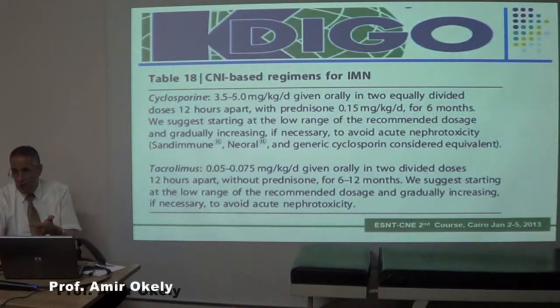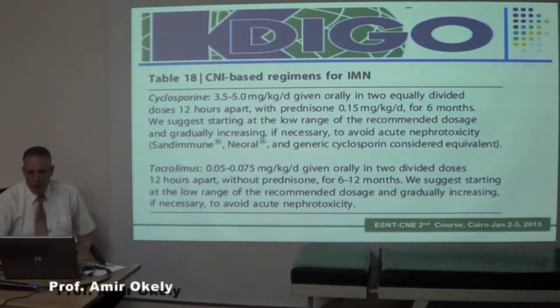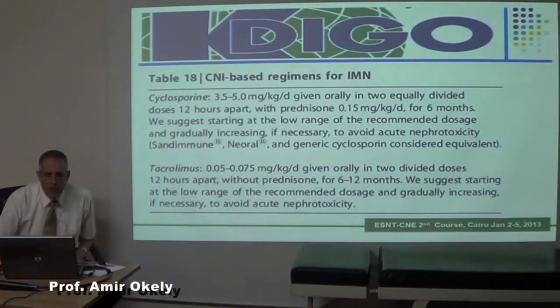What is the starting dose for cyclosporin, which is the difficult point? Which dose to start with? Usually you start with 3.5 to 5 milligram per kg orally in 2 equally divided doses, 12 hours apart, with prednisolone 0.15 milligram per kg for 6 months. We usually start with a small dose and build up the dose according to the response of your patient, with tacrolimus 0.05 to 0.075 milligram per kg in 2 equally divided doses, and for 6 to 12 months like cyclosporin.